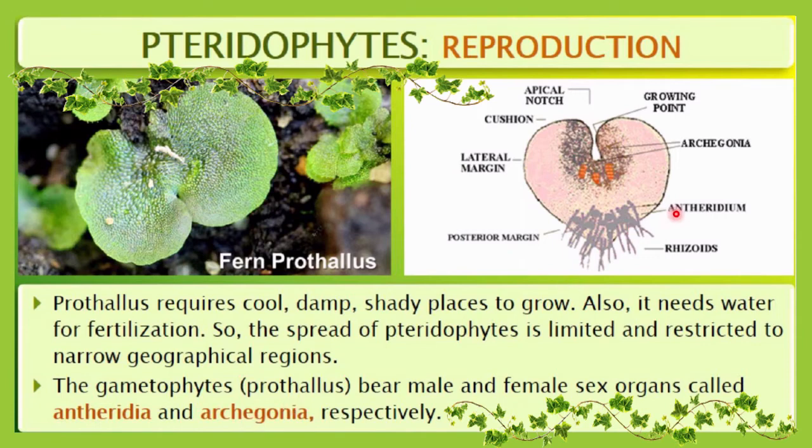Here you can see this is the antheridium, this region, and here you can see the archegonium. Along with this, rhizoid cells are also present. The antheridium is the male gamete forming structure, and this one is the archegonium, the female gamete forming structure. So the gametophyte bears male and female sex organs, called antheridia, which is responsible for male gamete formation, and archegonia, which is responsible for female gamete formation, respectively.